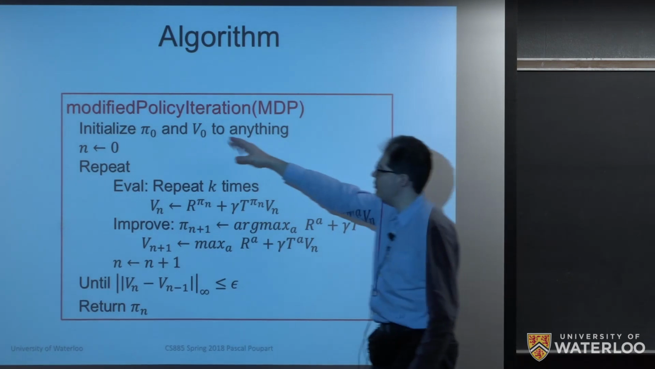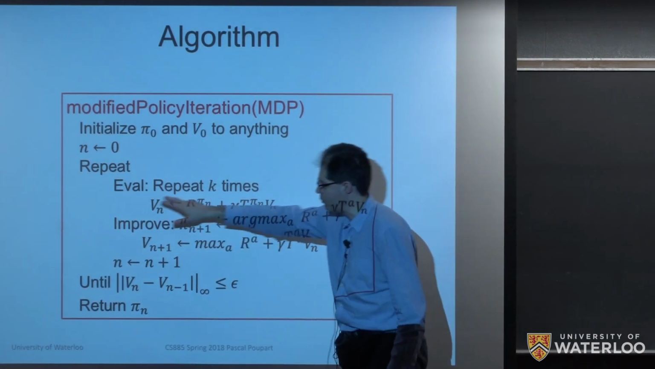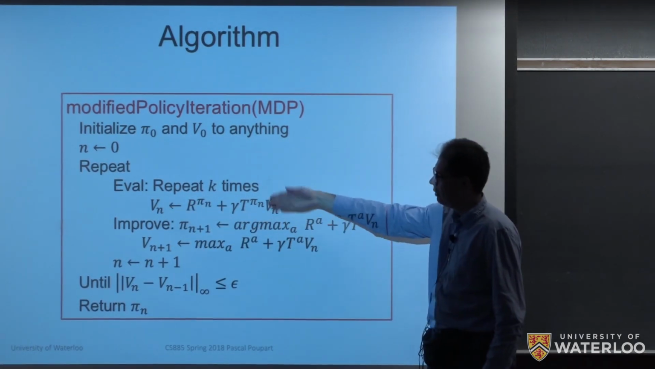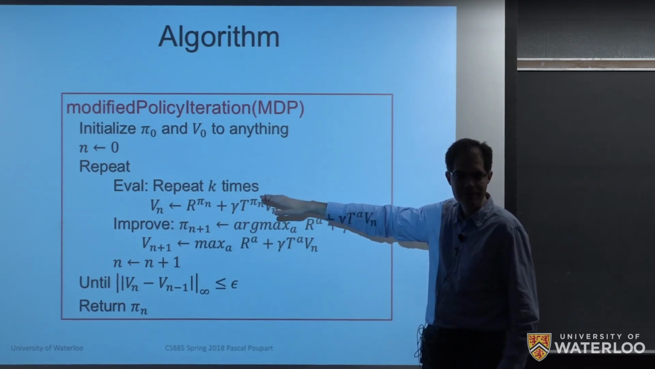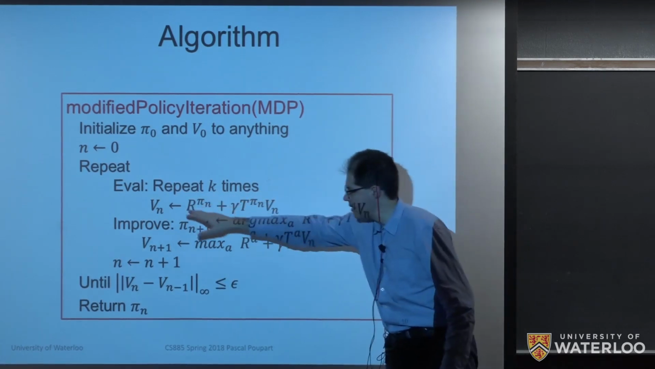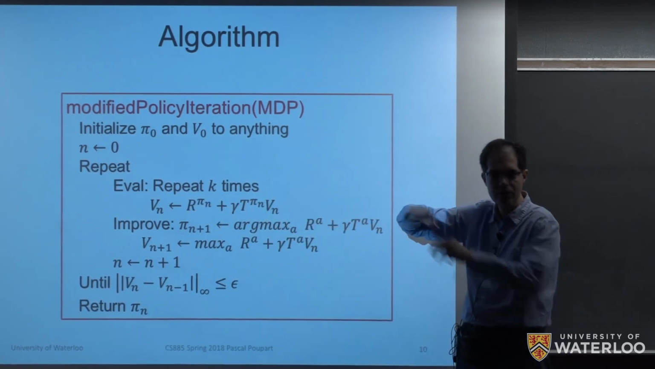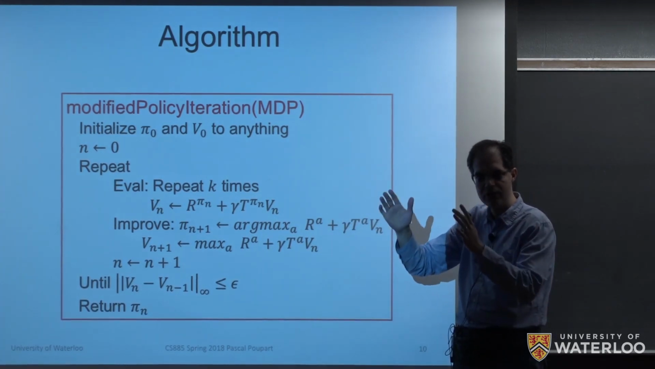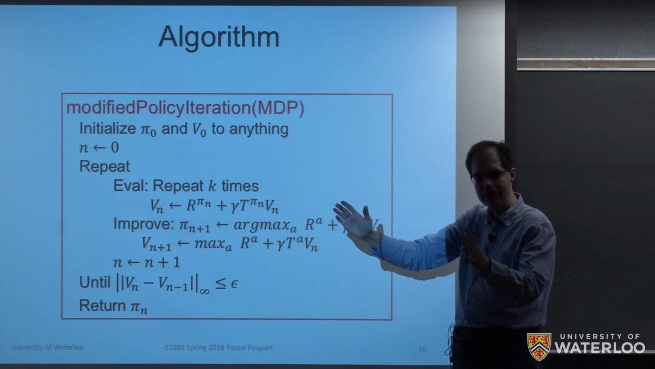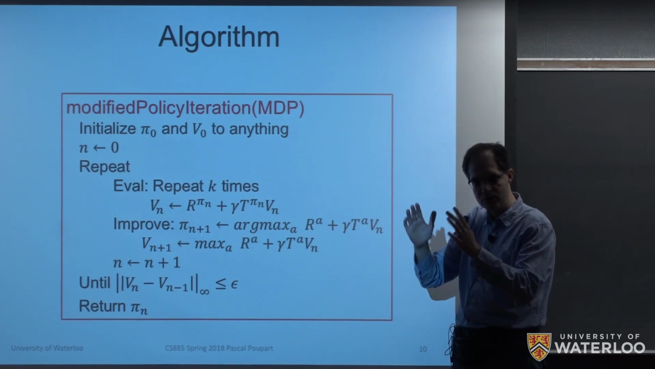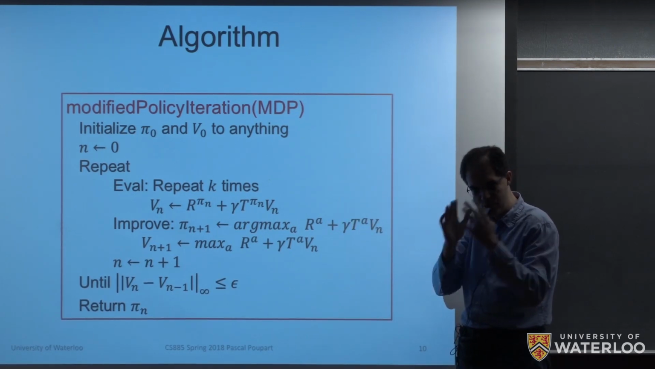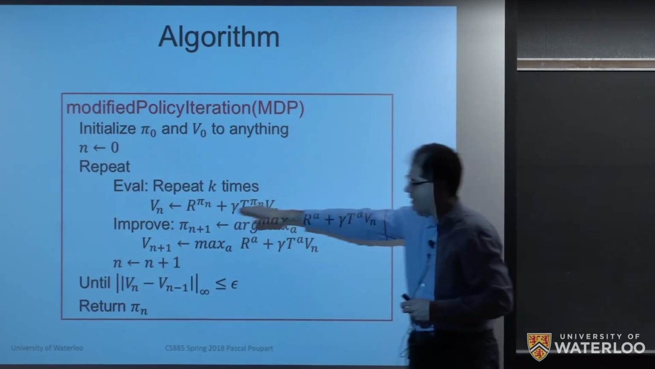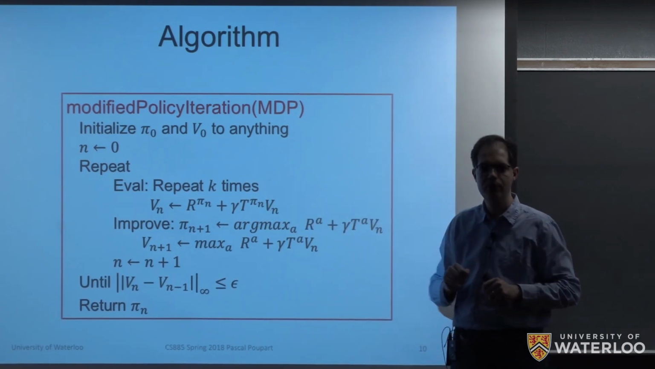Why can we initialize v0 to anything? We initialize it to anything because, as a first step, we're going to evaluate the policy. And if you remember, this algorithm for policy evaluation doesn't depend on where we start. According to the contraction mapping lemma, any difference will shrink, and we can prove that it converges to the same estimate regardless of where we start from.